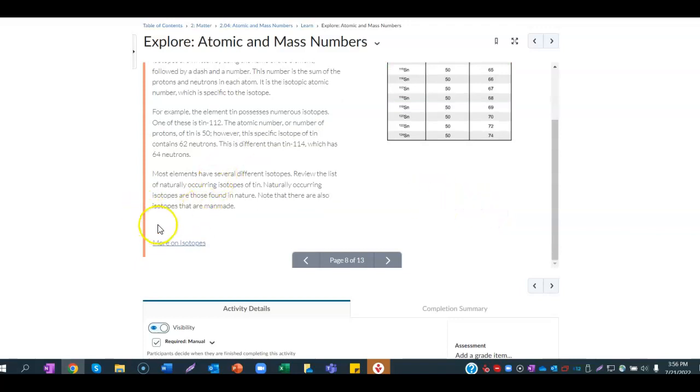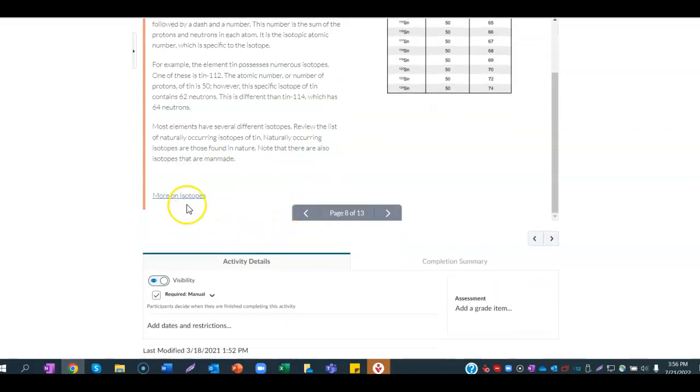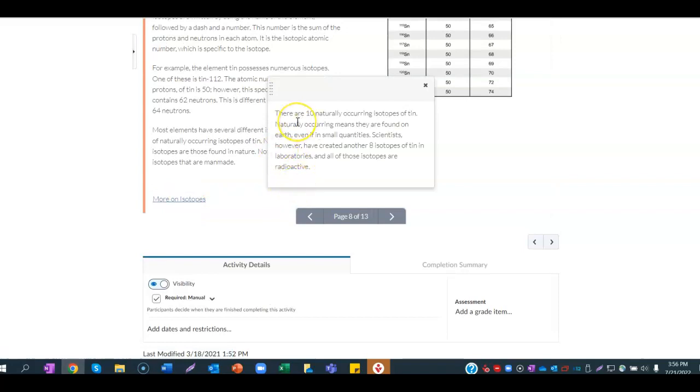So most elements have several isotopes. Review the list of naturally occurring isotopes of tin. Naturally occurring isotopes are those found in nature. And note that there are also isotopes that are man-made. And if we click here more on isotopes, there are 10 naturally occurring isotopes of tin. Naturally occurring means they are found on Earth, even if in small quantities. Scientists, however, have created another 8 isotopes of tin in laboratories, and all of those isotopes are radioactive.